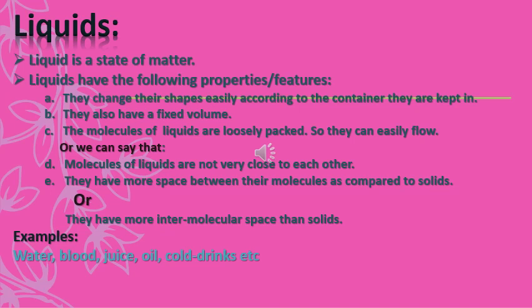The intermolecular space between the molecules in a liquid is more than the intermolecular space in solid molecules, and that is the reason that liquids can flow, because they have more intermolecular space than solids, and they take up the shape of the container because they don't have any fixed shape. They have more intermolecular space between their molecules. So this is the reason why liquids take up the shape of the container, why they do not have any fixed shape, and why they flow.